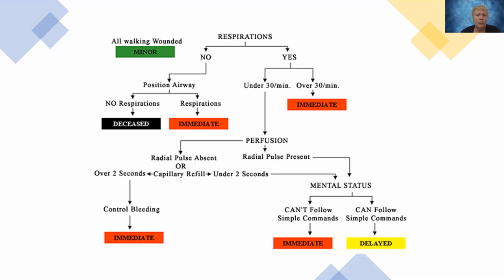Also, if they are breathing and they have a radial pulse present, but they cannot follow your commands, they might have a head injury that needs immediate assistance. We're going to tag them as red. Or they are breathing, their radial pulse is absent, or they have a greater than 2-second capillary refill. We're going to have them as immediate. They are probably bleeding somewhere.